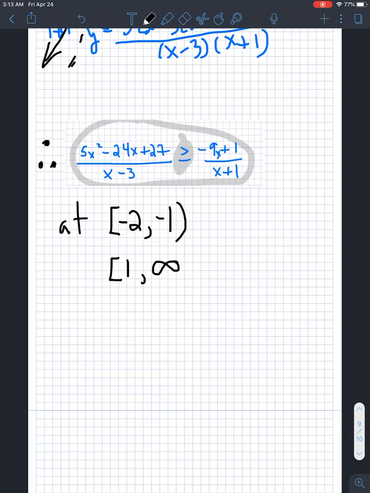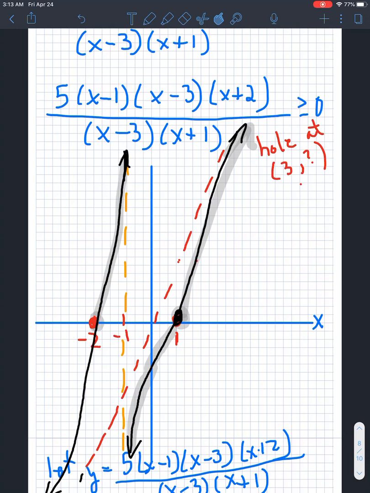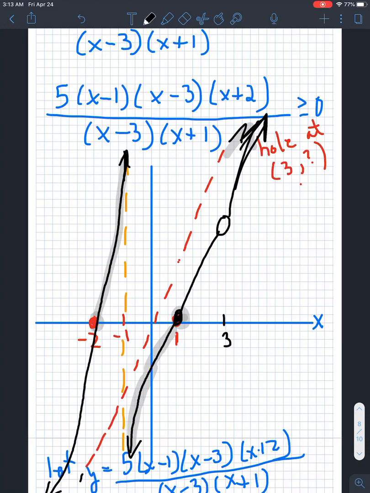Oh, I did miss something big time there. What did I forget? I forgot there's a hole. There's a hole at 3. Now it doesn't exactly matter where this is. We know it's positive, so we don't even care where that is. I just know that it can exist at 3. Now if I plugged it in, I would get like 12.5. So this is at 3 comma 12.5.